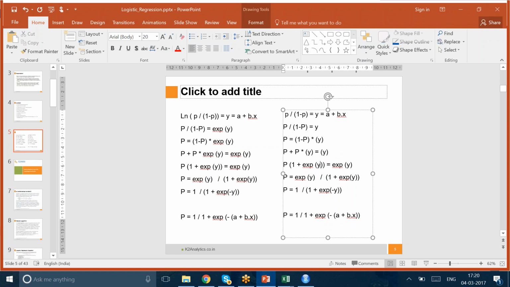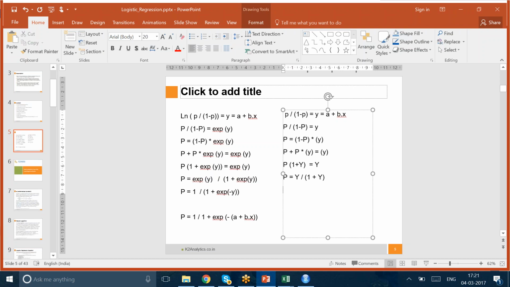Let me delete all of this. This is now creating clutter. So P plus P asterisk y is equal to y. P times (1 plus y) is equal to y. So P is equal to y divided by 1 plus y.